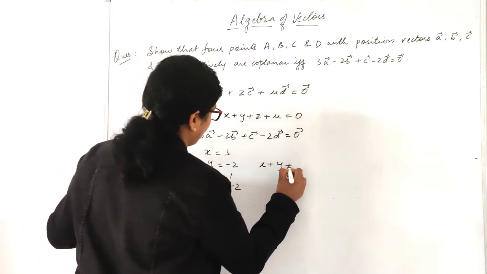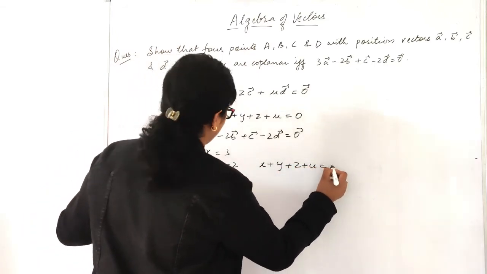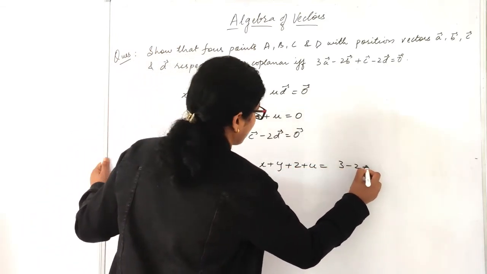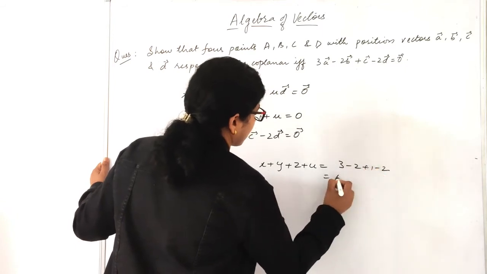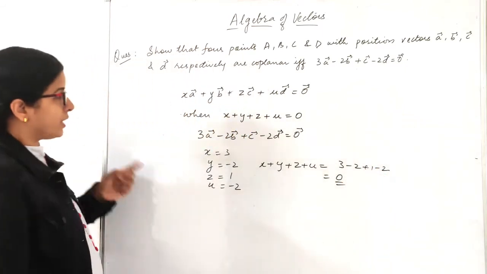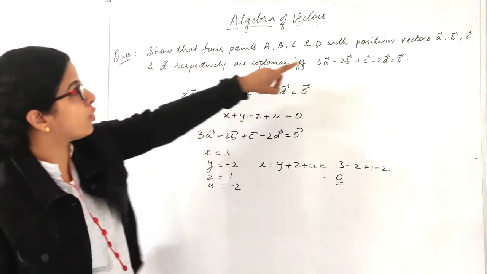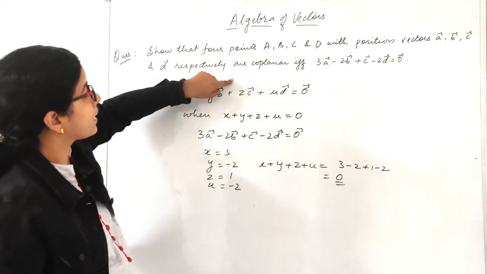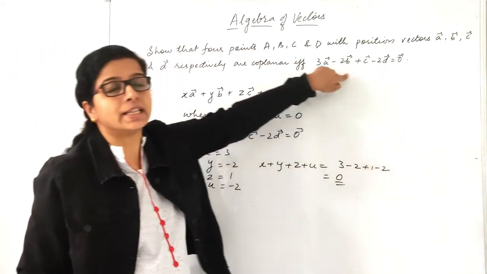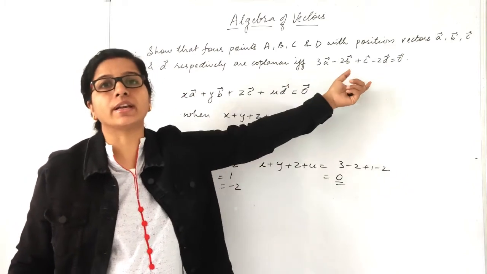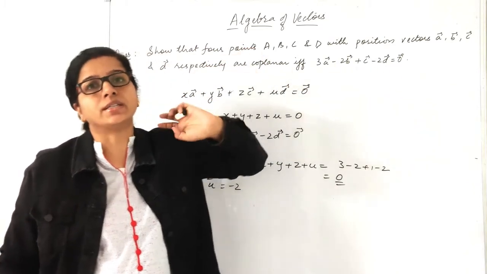X plus Y plus Z plus U equals 3 minus 2 plus 1 minus 2. So I am getting 0 over here. So it means these 4 points will be coplanar if and only if this is equal to 0. Their linear combination gives the 0 vector.